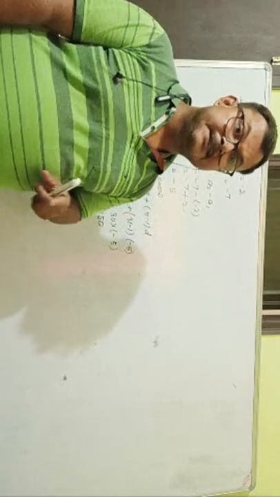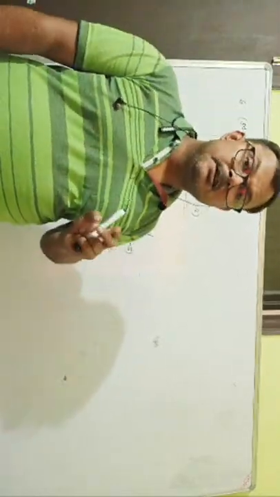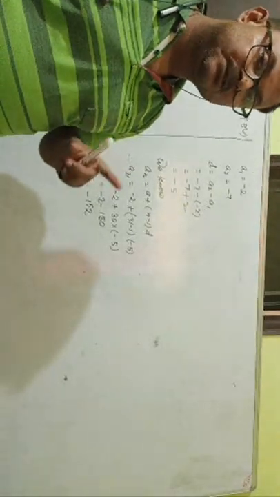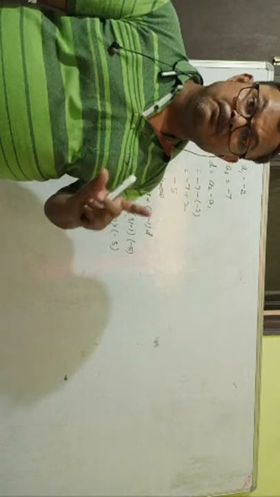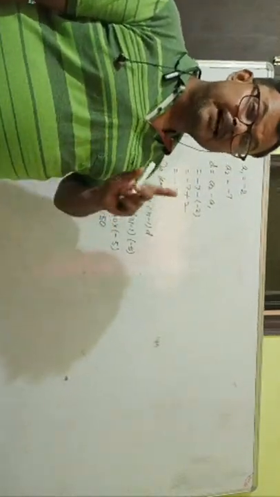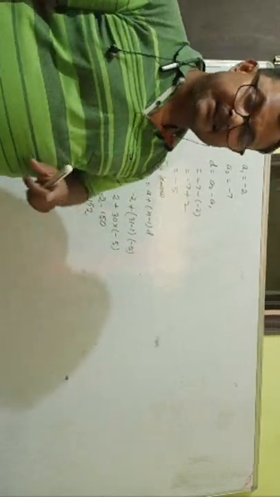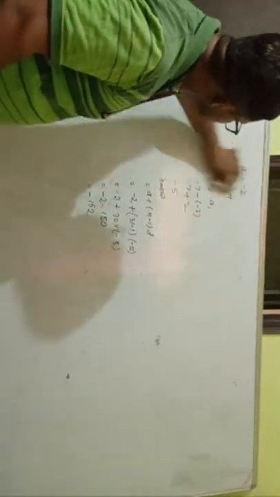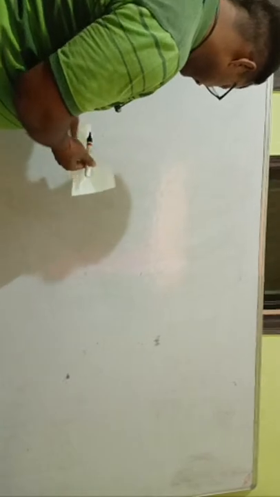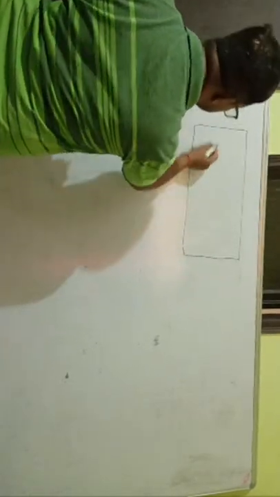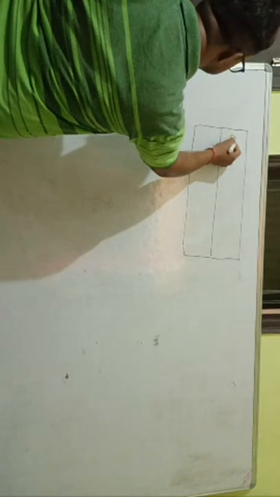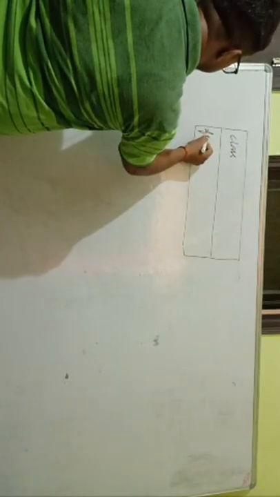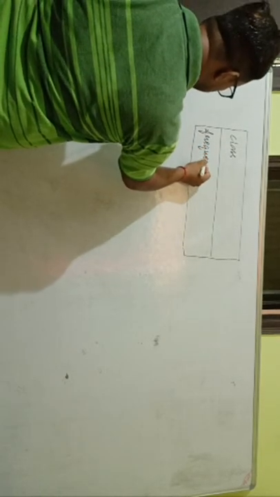If you are going to use the mode formula, you will use it when you search out the modal class. A modal class is based on the highest frequency in the given grouped data. In this data, I am going to write the data here so that you can learn better. This is class, this is frequency. There is no need to write this in the solution. I am writing it so that you can learn.